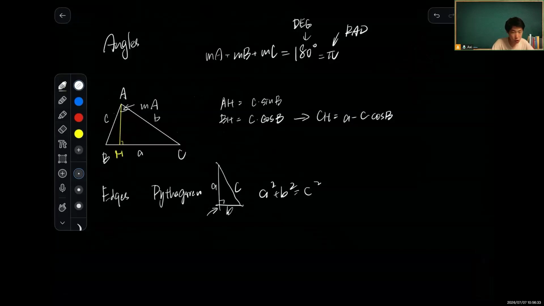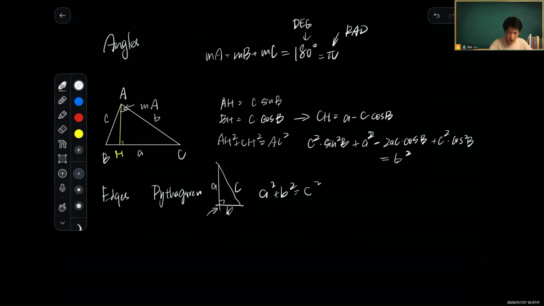In this case, we can apply the Pythagorean theorem to the triangle AHC. That means AH squared plus CH squared is exactly equal to AC squared. In this case, let's just plug these values in. We have c squared times sine squared B plus a squared minus 2ac times cosine of B plus c squared times cosine squared of B is then equal to b squared. In this case, notice something really interesting. We have the term sine squared B plus cosine squared B, which happens to be equal to 1. We will show why this is true when we talk about trig identities, but this is the most basic trig identity, and I think you might have already learned this in middle school as well.